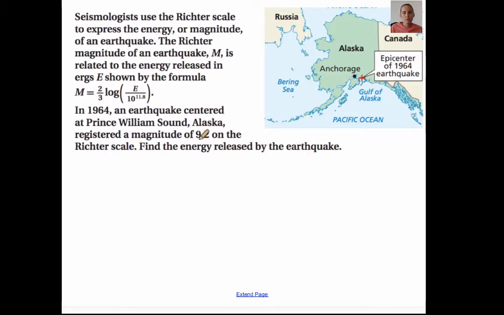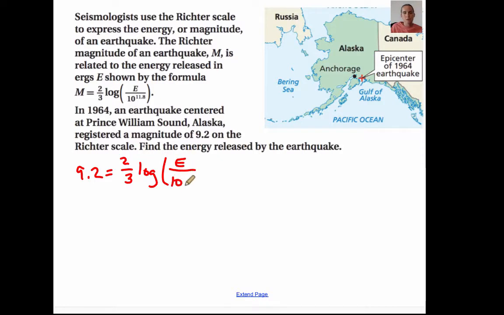Well, 9.2 was the magnitude, so 9.2 is the M value. You're going to need your calculator here. We're going to apply a lot of properties. The first thing we want to do is take 9.2 and put it in for M and rewrite our problem. 9.2 equals 2 over 3 log, we don't know what E is, E over 10 to the 11.8 power. That's an 8 here.